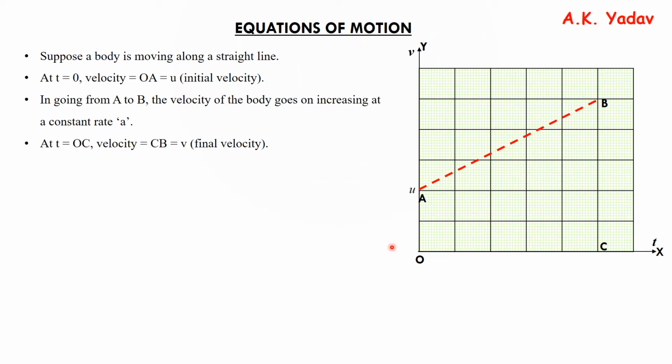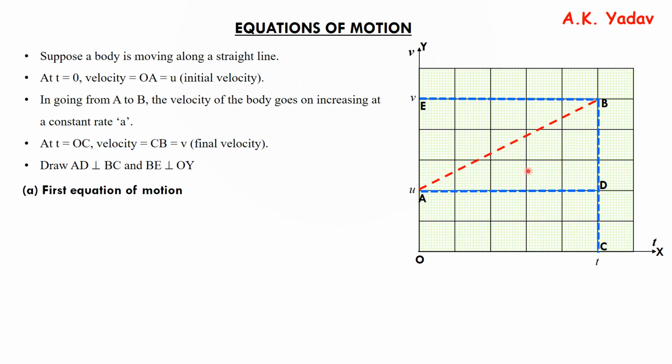Now at time equal to OC, the final velocity is v, which is equal to BC or CB, whatever you can say. Now we will draw AD perpendicular to BC and BE perpendicular to OY. Now let us derive the first equation of motion.